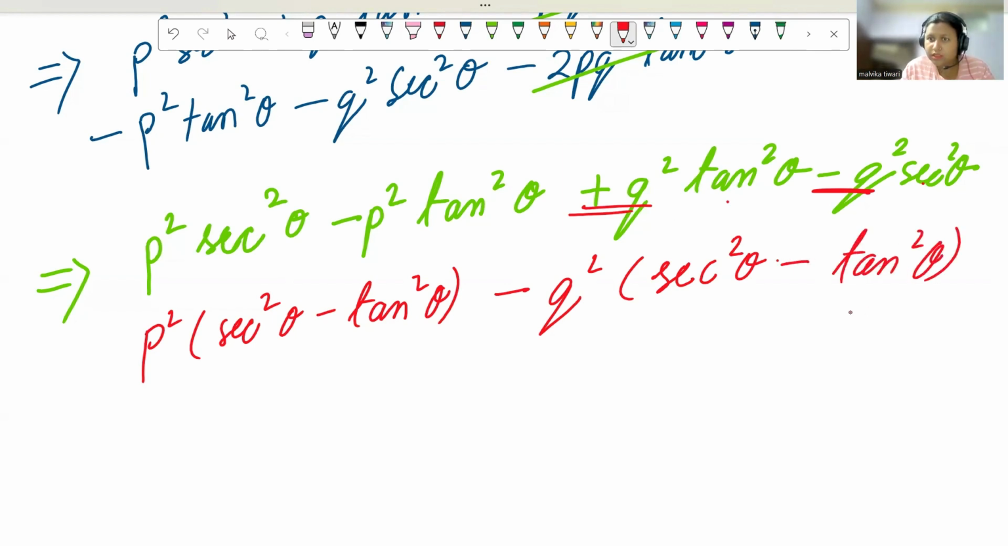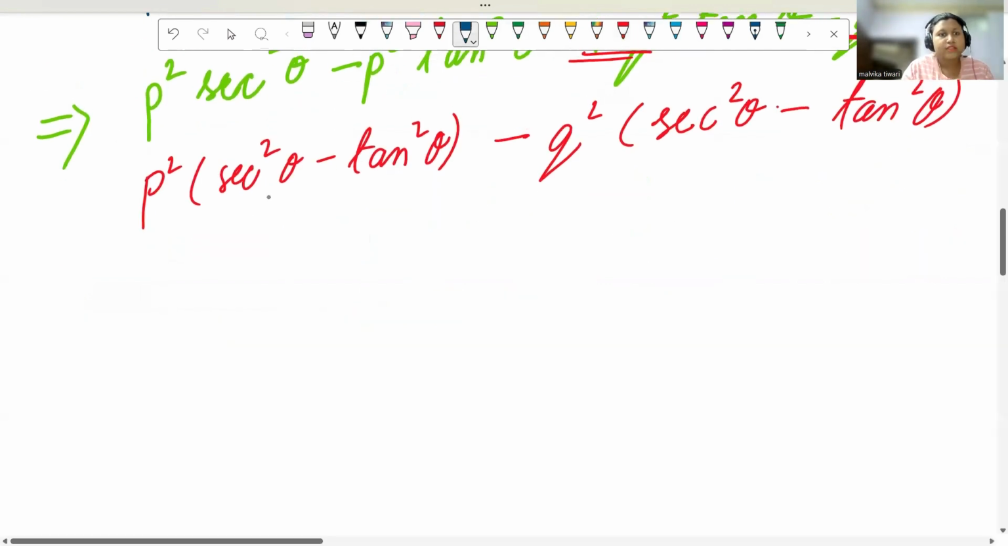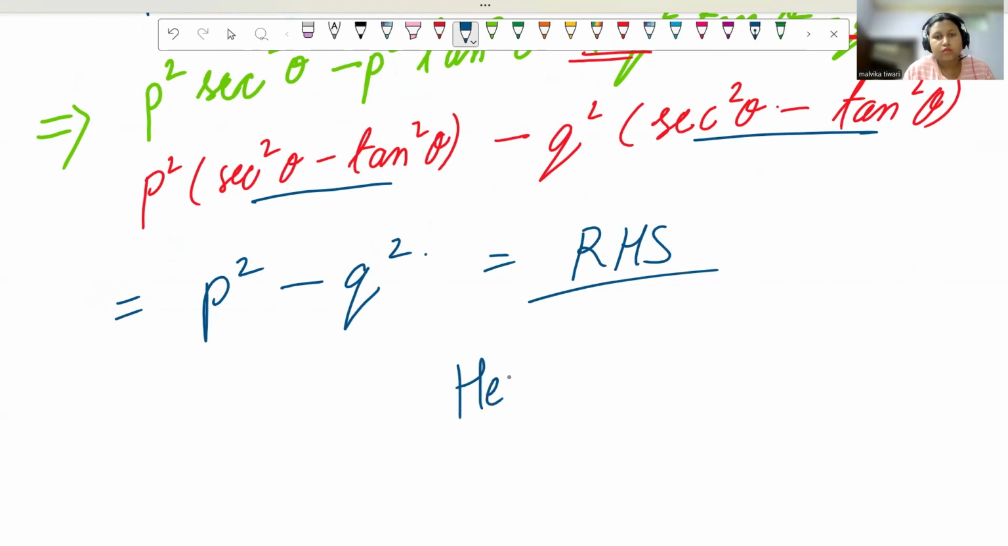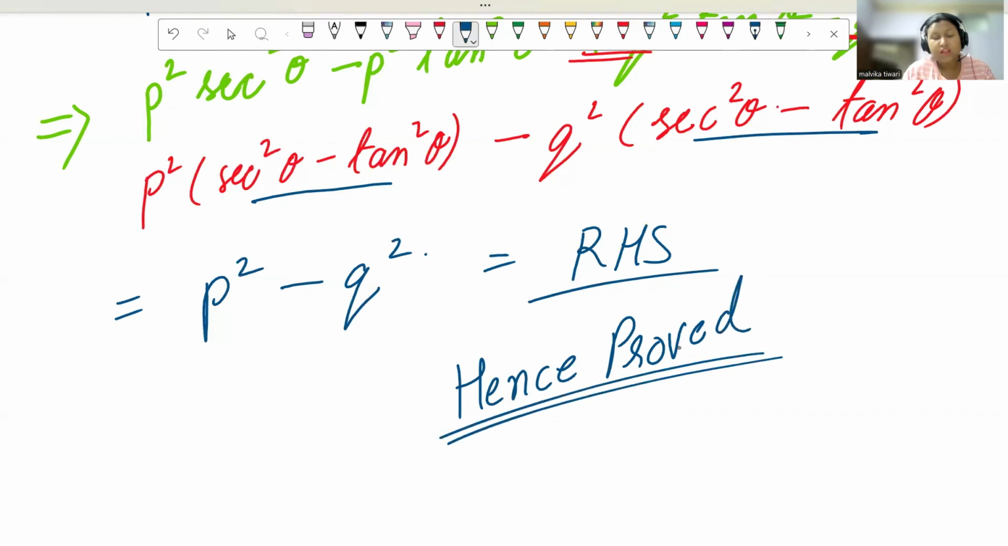tan square theta. Now, from the formulas that we have already covered, we know that sec square theta and tan square theta, when subtracted, give us a 1. So this is equal to p square minus q square, which is your RHS. So you can very proudly write hence proved. These are the two words that we are very much excited to see at the end of our proofs, right? So this was a very common question, right?